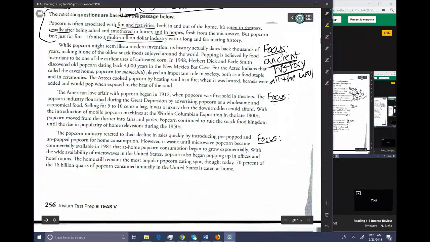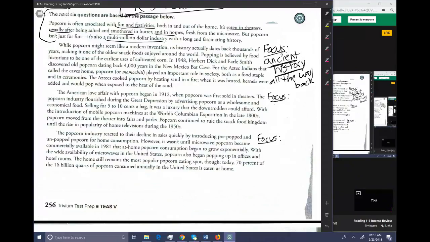So they chose to start our popcorn journey by starting at the beginning from a sequential standpoint. You might have had more detail than that in your focus. You might have had a little bit less detail than that. You might have just said history. You're probably okay either way.